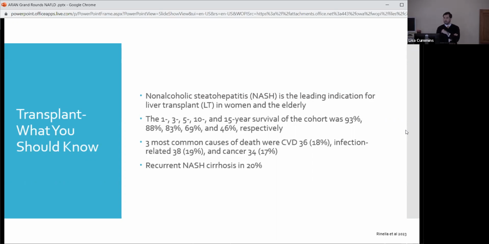The survival rate, if you get a liver transplant because of fatty liver disease, is really good. First 5 years, over 80%; survival rate 10, 15 years out, 69 and 46%. The younger you are, the better you do. So early liver transplant is better than a later one. Most common causes of death after liver transplant, again, are cardiovascular disease, infection, and cancer. So they're still at high risk of cancer. And just so you all know, NASH recurrence is about 20% in all these patients.